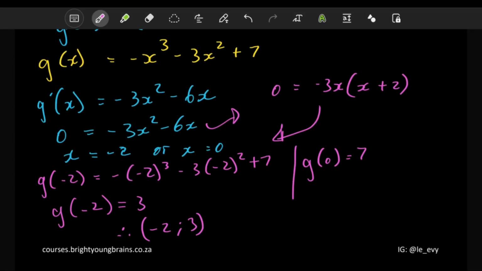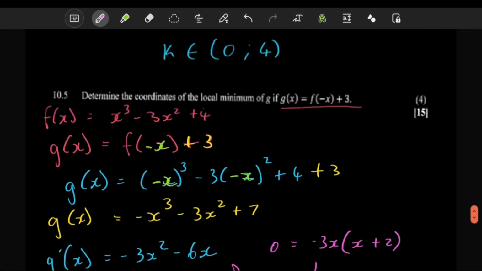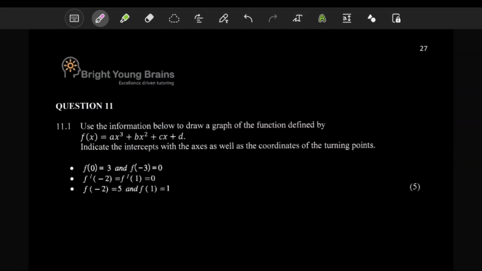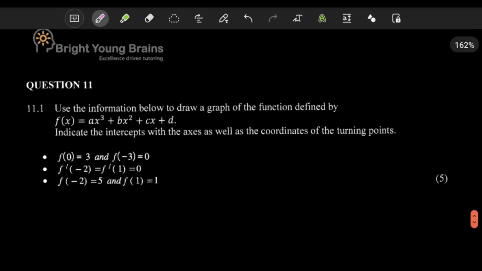So anyways, that is that for now. Let us just move on with the paper. We have here question 11. Question 11 says the following: use the information below to draw a graph of the function defined by this.